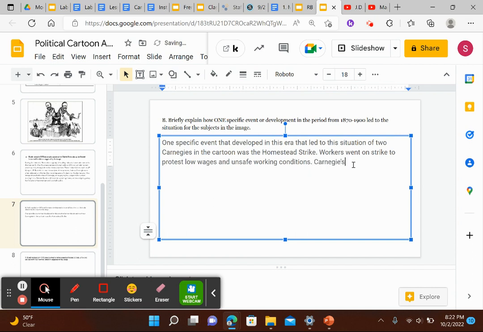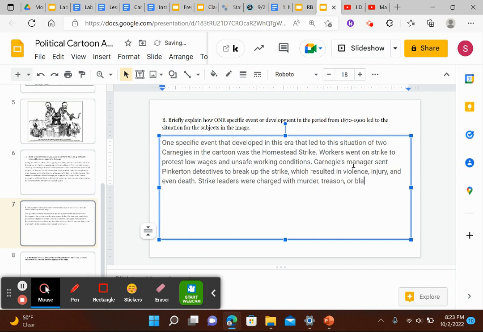Carnegie's manager sent Pinkerton detectives to break up the strike, which resulted in violence, injury, and even death. Strike leaders were charged with murder, treason, or blacklisted.